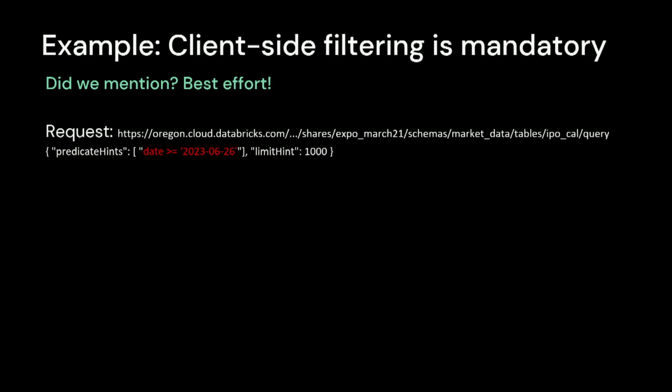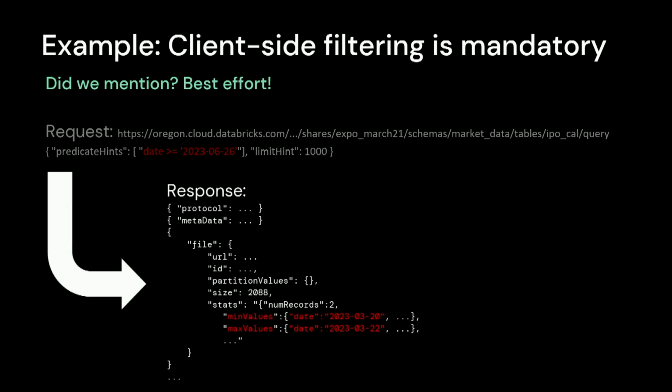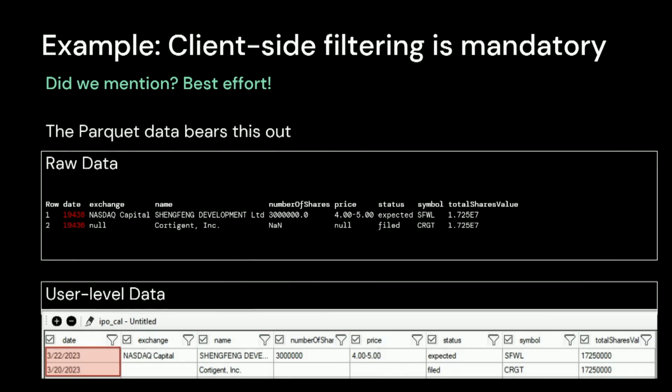And here's an example. In this particular case, I've supplied a predicate hint for a particular date of June 26th this year. And the response that I got back, just looking at the first file descriptor and looking at the stats for the information within that Parquet file, is minimum and maximum dates for that date column that are back in March. So clearly, the filter predicate was not implemented or performed server-side. I have to be able to do that work myself.